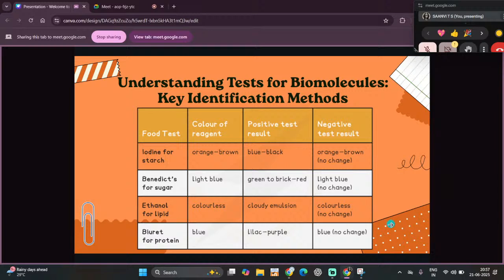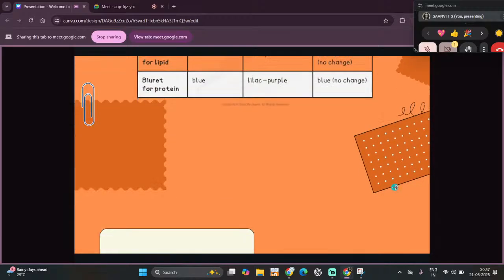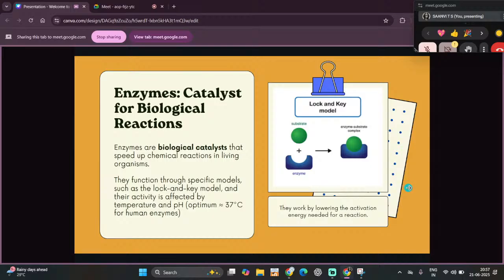I would request you all to take a screenshot of this. This would be really helpful for you guys when solving questions in the future. Let's move on to the next slide. I hope you all have taken screenshots.